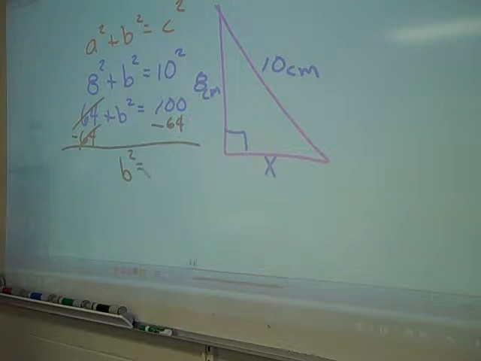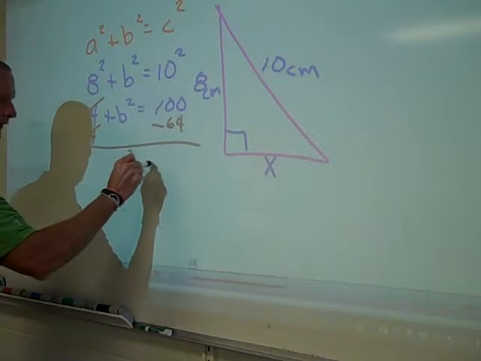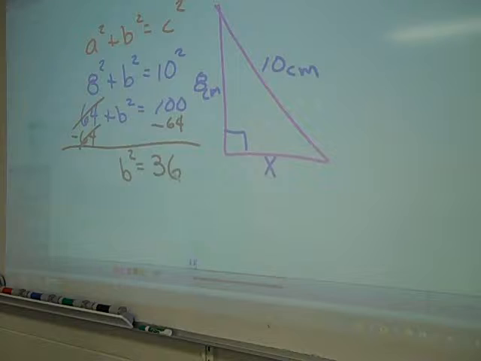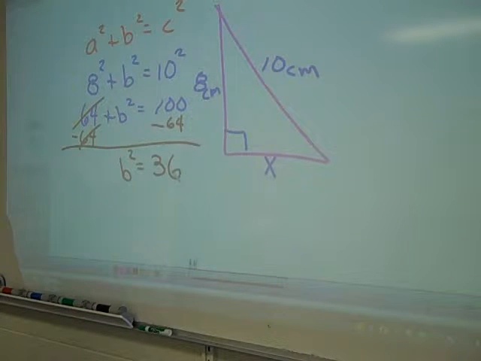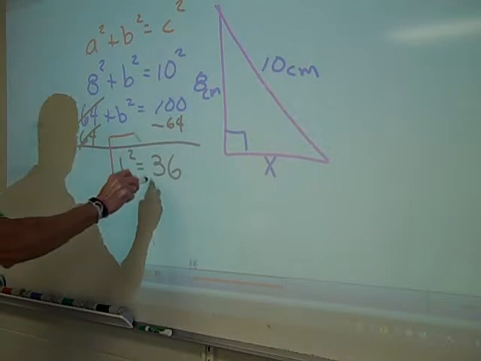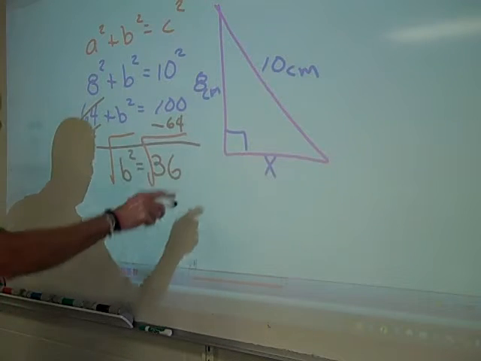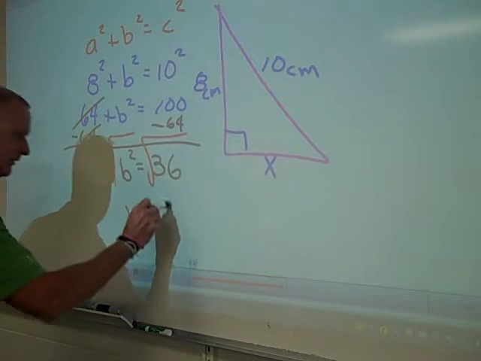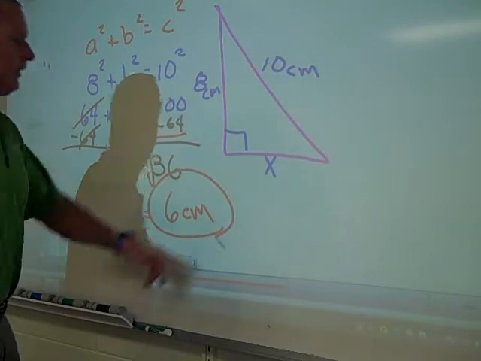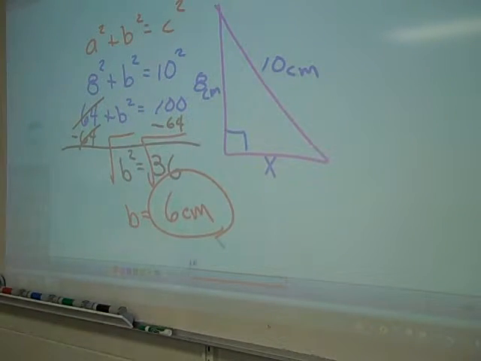What is 100 minus 64? 36. We're done. No, it's still squared. We need to find B, not B squared. How do I get rid of that squared term? Square root both sides, very nice. So what is my answer to this first problem? 6 centimeters. If they put a unit on the picture or the problem, please put a unit in your answer.